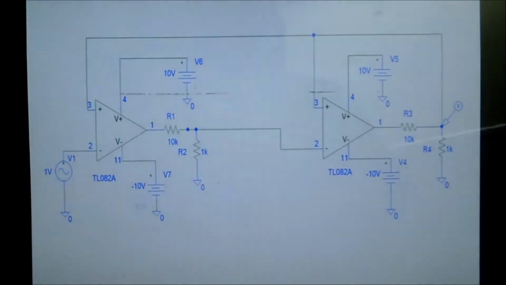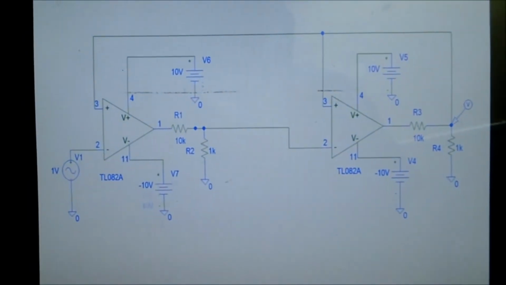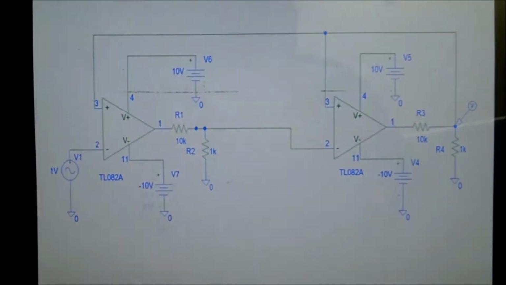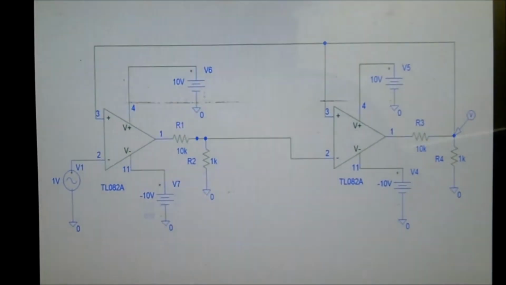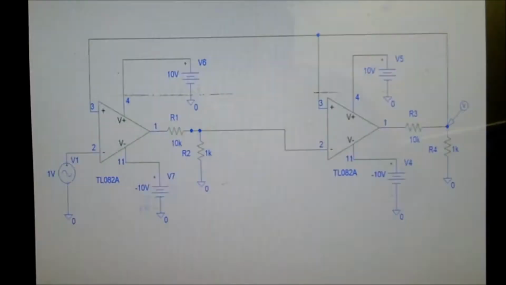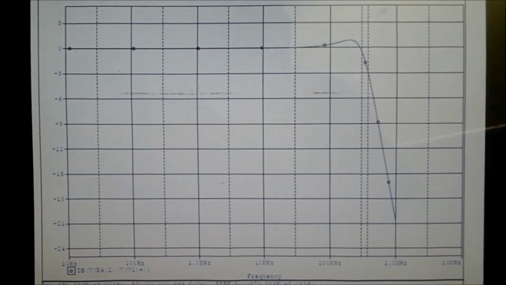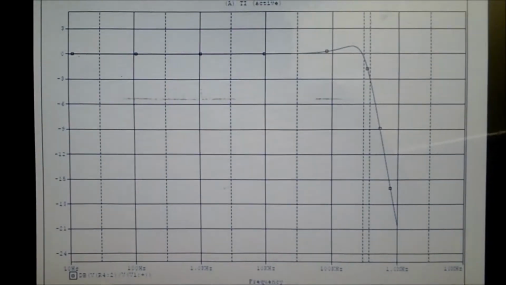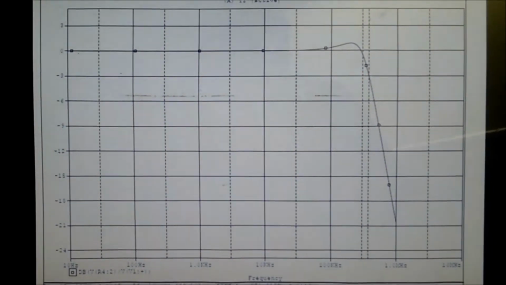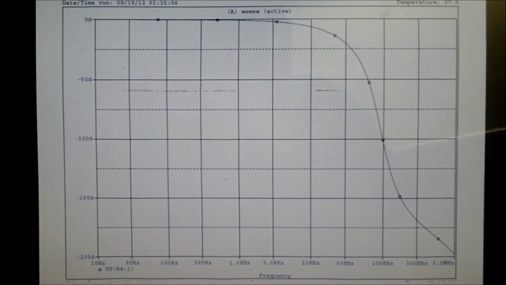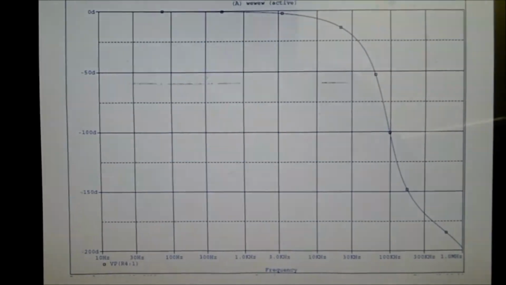First, we simulated the circuit using PSpice using the schematic as shown. Now we downloaded the PSpice model of TL082 as we can see here from the TI website to get authentic results. This is our magnitude response and this is the phase response as obtained from the circuit.